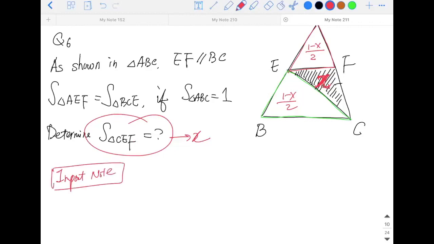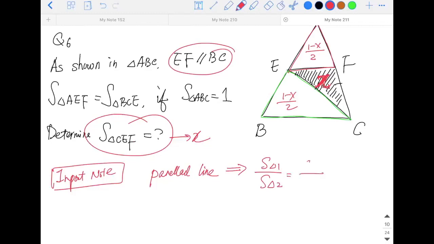As long as you see a parallel line, and the question gives you parallel, EF is parallel to BC, automatically you should know that the area ratio will be the similarity ratio, perfect square. If two triangles are similar to each other, the area ratio is the segment ratio perfect square.